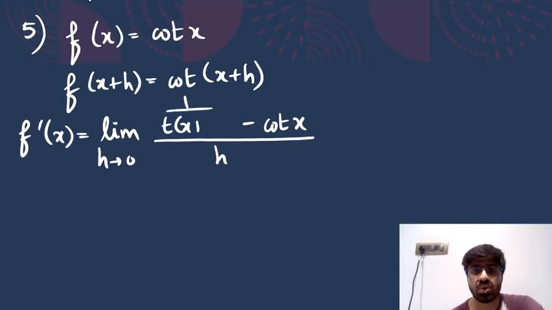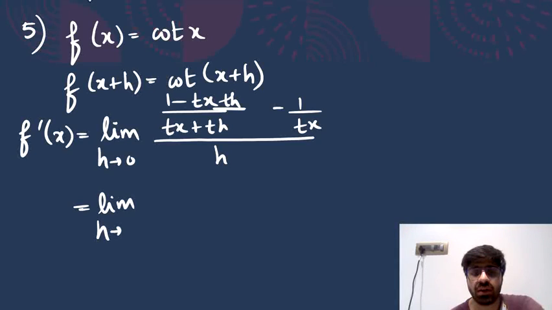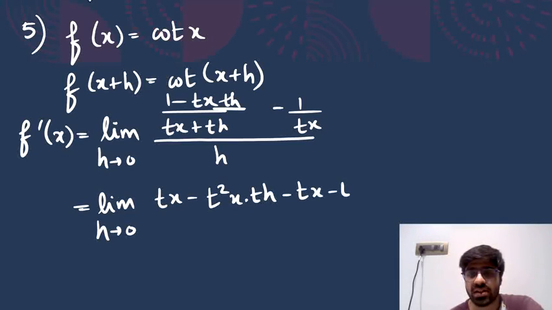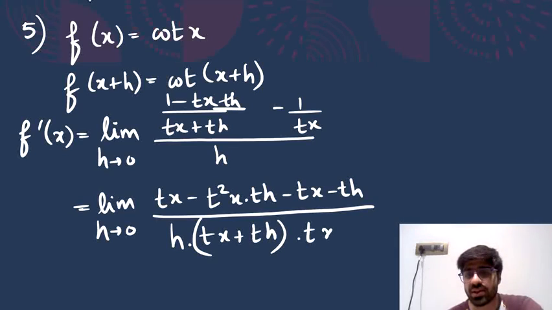Cot of x plus h is 1 upon tan of x plus h. Cot x is 1 upon tan x. And 1 upon tan of x plus h, that would be tan x plus tan h divided by 1 minus tan x into tan h. Okay, combine the two terms that you have in the numerator, and that should give you tan x minus tan square x into tan h minus tan x minus tan h, the whole divided by, we definitely have an h, but do not forget the denominators. So tan x plus tan h, we'll write that in one bracket, into tan x.